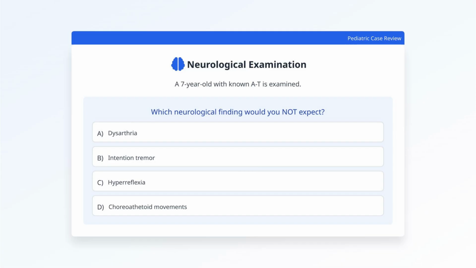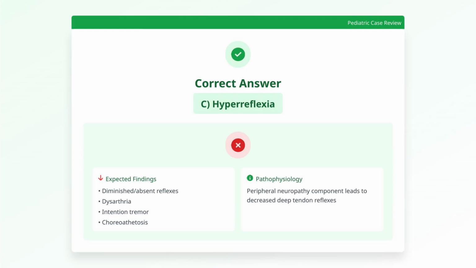A 7-year-old with known Ataxia telangiectasia is examined. Which neurological finding would you not expect in this patient? A. Dysarthria. B. Intention tremor. C. Hyperreflexia. D. Chorioathetoid movements. The correct answer is C.